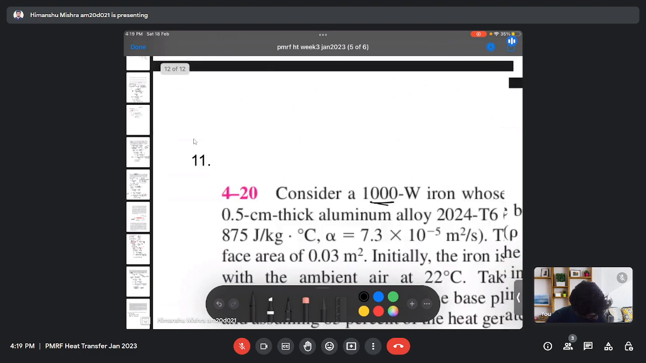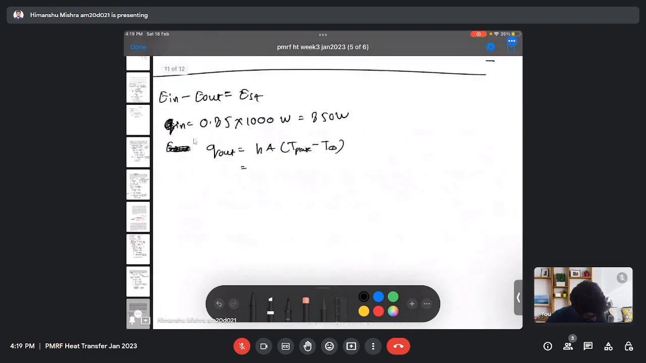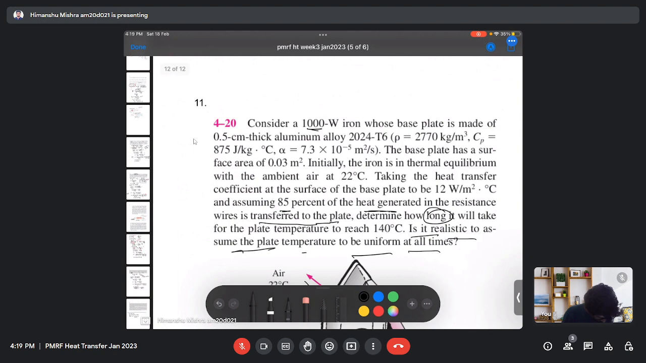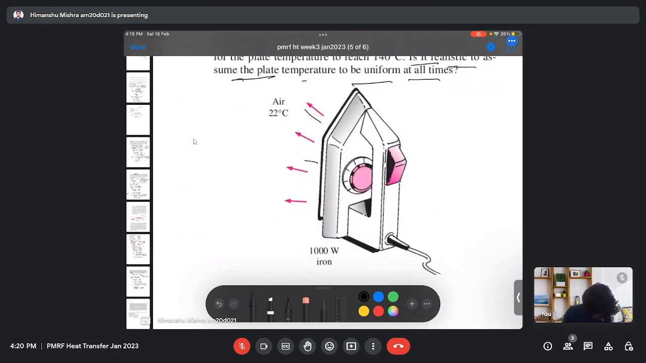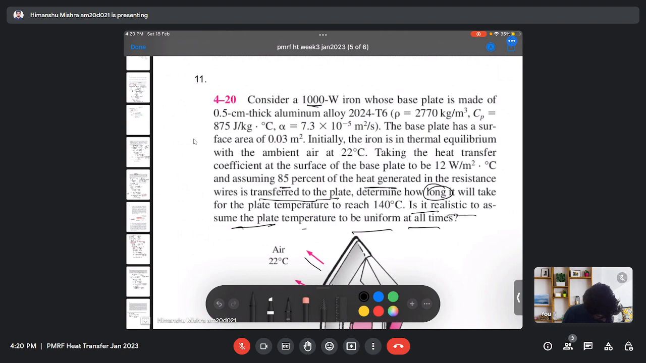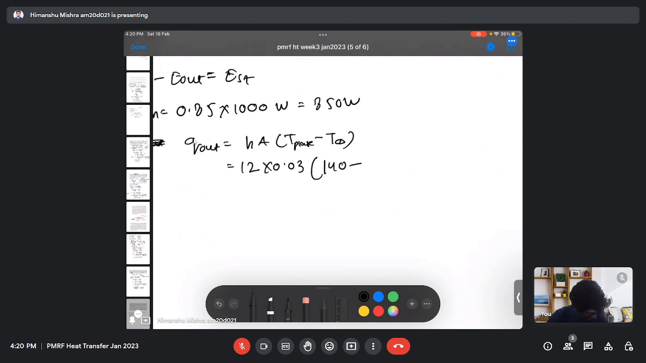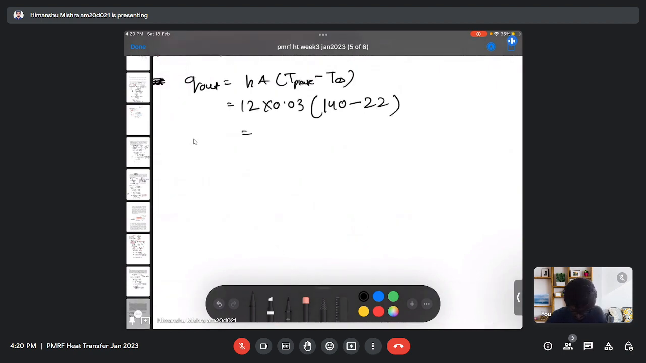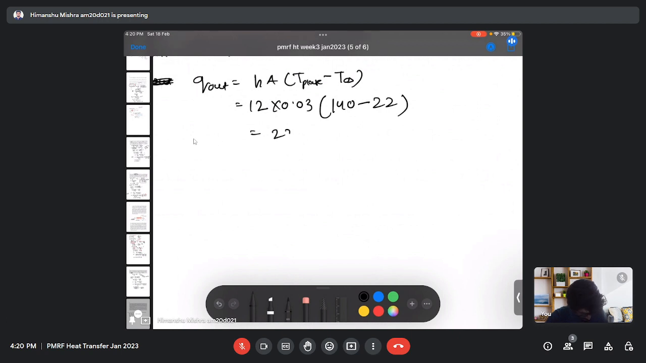So my heat transfer coefficient is 12. Surface area is 0.03. And the temperature of plate is 140, and the air is 22. So when we solve this, we will get the Q out is 22.2 watt.